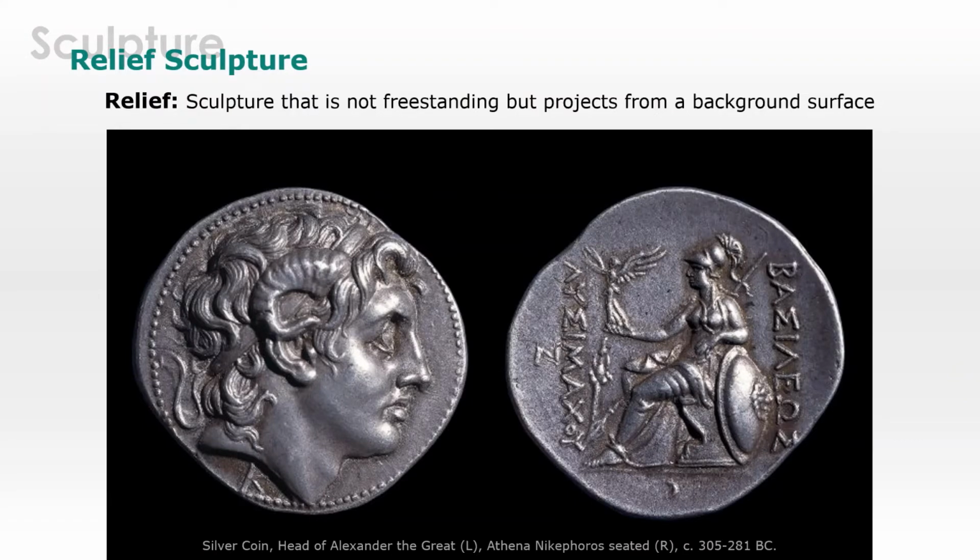A sculpture that is not freestanding but projects from a background surface is in relief. Coins are an example of relief sculpture. These ancient Greek silver coins show the relief sculptures of Alexander the Great on the left and the goddess Athena on the right. There are protruding areas of the subjects and the flat surface of the background. The sculpted head of Alexander the Great is not freestanding, but part of a flat surface of the coin, and we can't see the other side of his head.